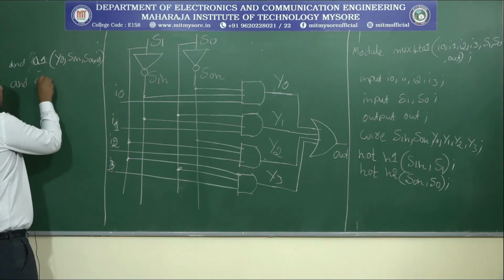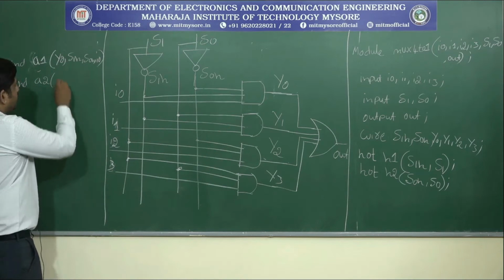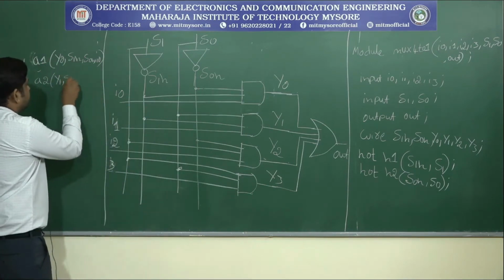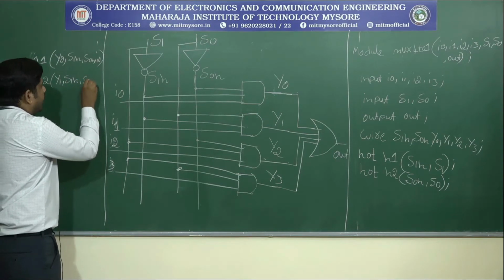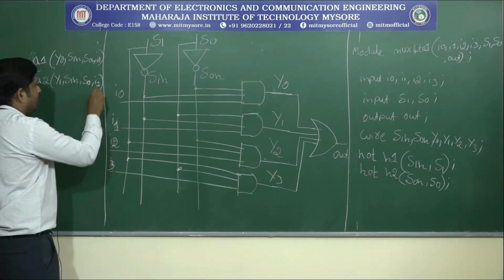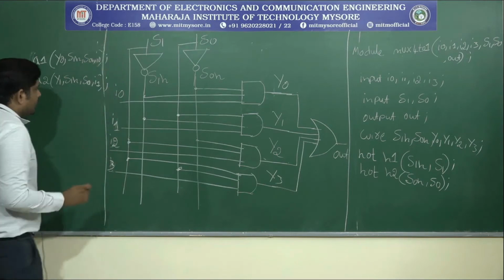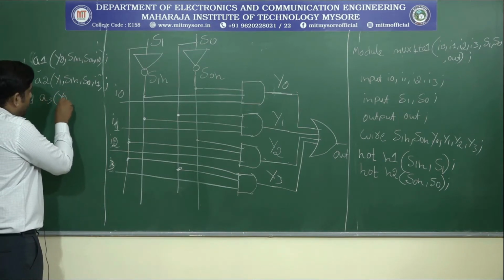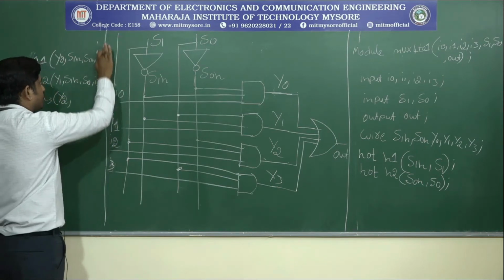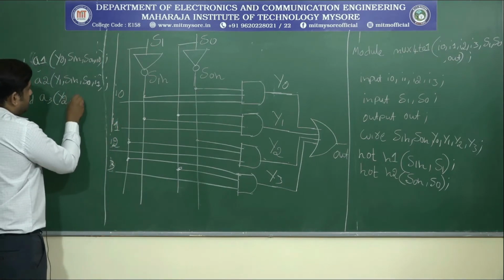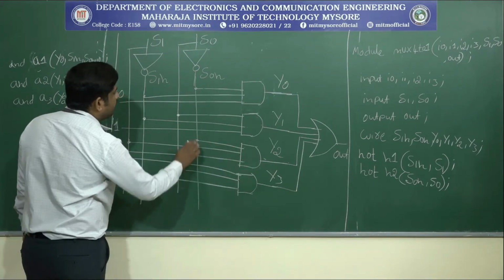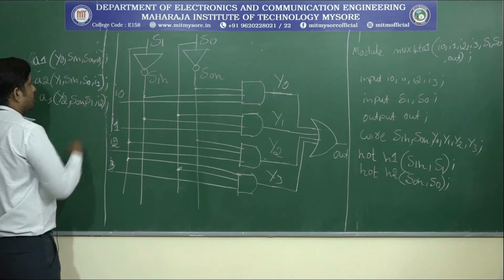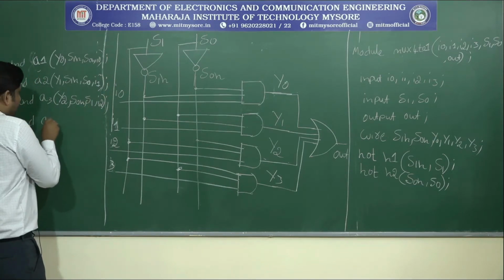Then suppose you write one more, that is the second one. Here AND A2, the output is Y1. So where is it connected? That is here: S1n, then S0, then one more input, that is I1. So next one, AND A3. That can be written as Y2, the output. Then what are the inputs? S0n, then S1, then I2.